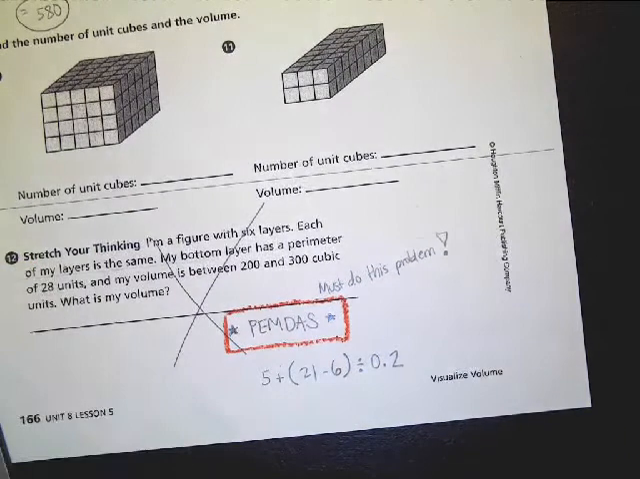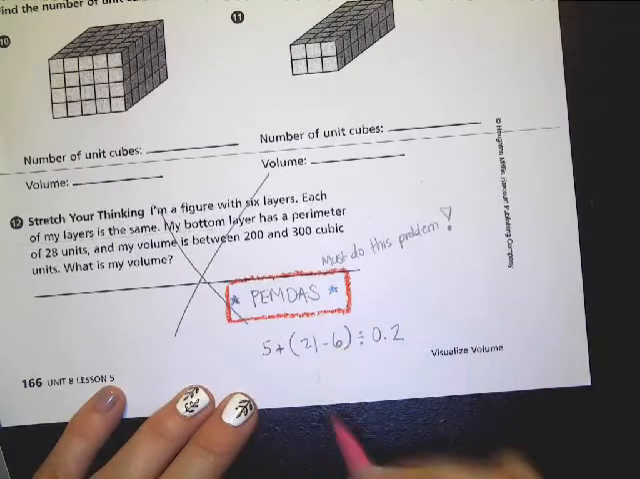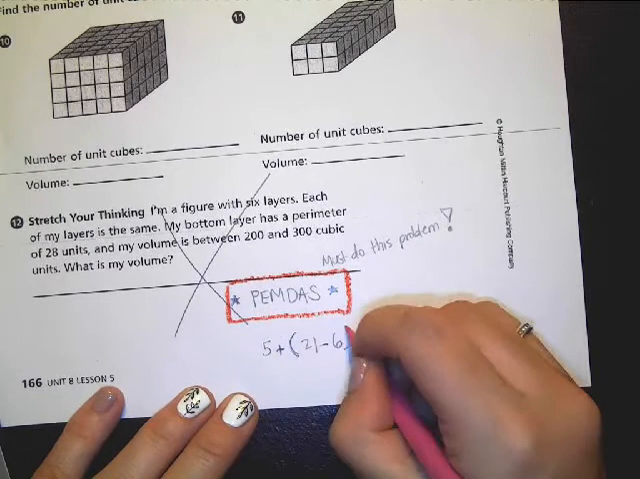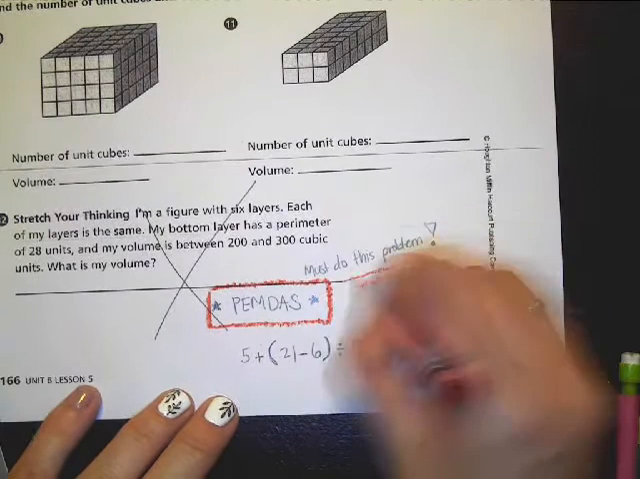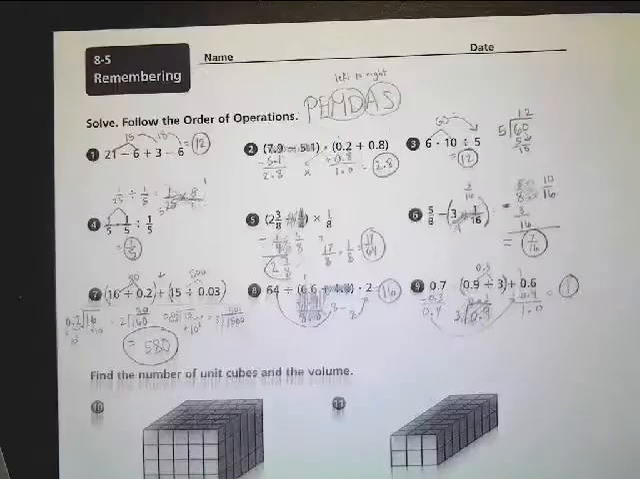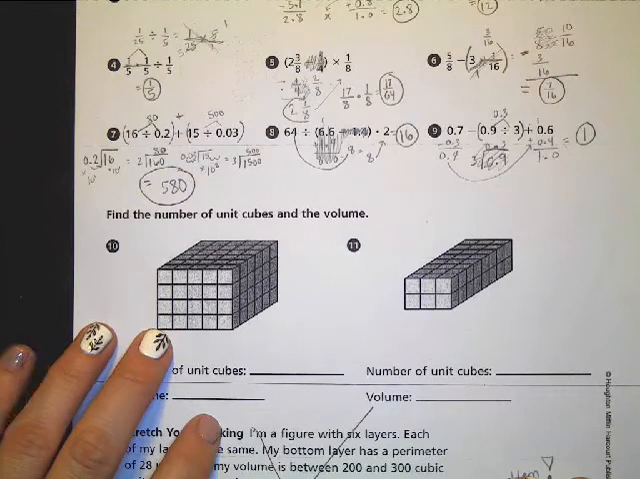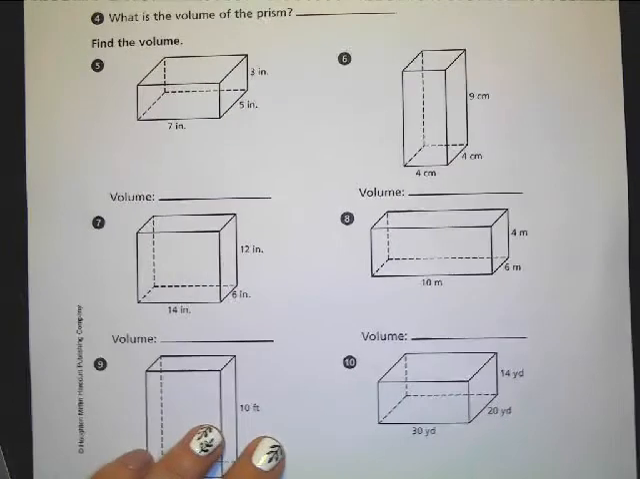Ready? The problem is 5 plus, and then put in parentheses, 21 minus 6, close the parentheses, divided by 0.2. Again, 5 plus, in parentheses, 21 minus 6 divided by 0.2. You are going to solve this problem because I just helped you out with a whole lot of homework.